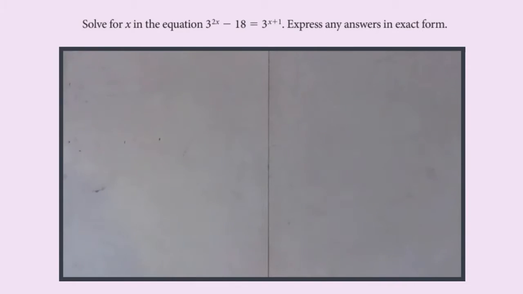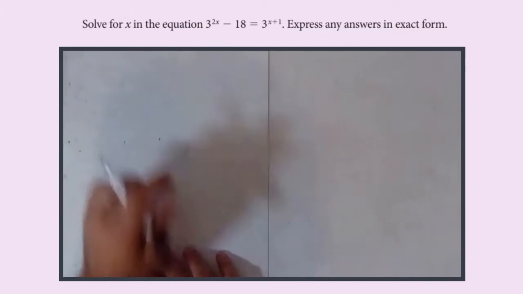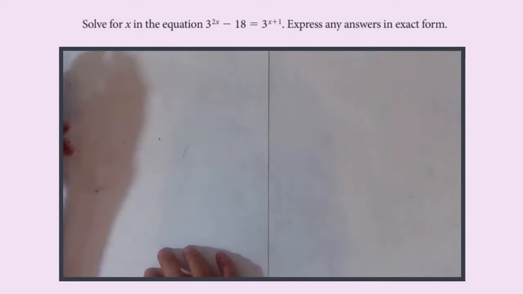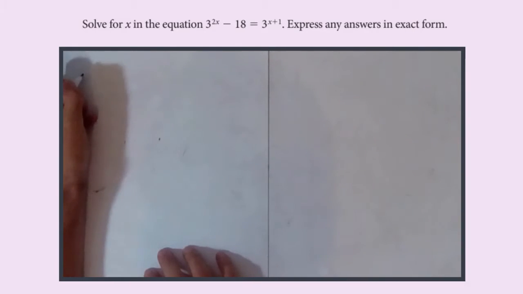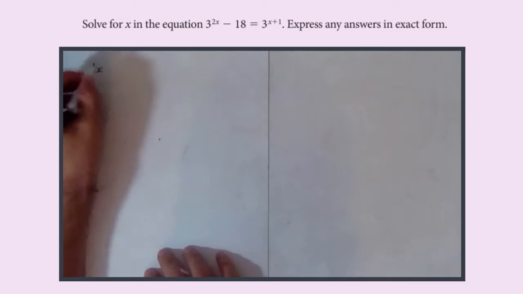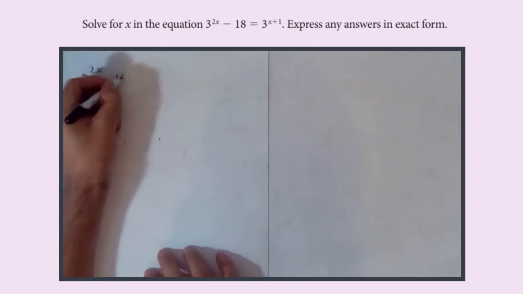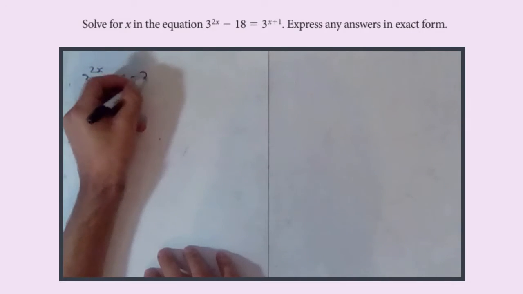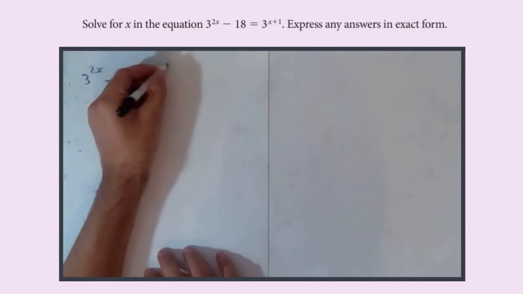Solve for x in the equation 3 to the power of 2x minus 18 equals 3 to the power of x plus 1. So that looks quite tricky, especially because we've been told to express any answers in exact form. So that means do not use a calculator. We've got to use the analytical methods. So let's write it down. 3 to the power of 2x minus 18 equals 3 to the power of x plus 1.